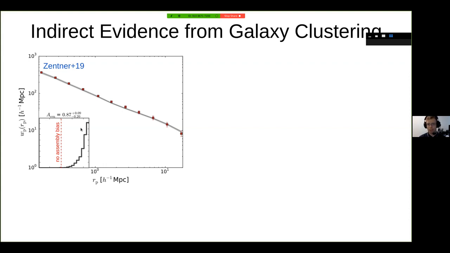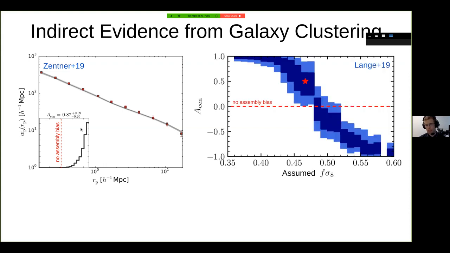And so just one example, we had a theoretical study recently where we made forecasts for clustering constraints from the BOSS galaxy survey. So this is a purely theoretical study. So we're able to just create mock data sets where we know what the answer is. And so in this case, we created clustering predictions for a certain cosmology characterized by f sigma 8 being around 0.47, and where we have moderate levels of galaxy assembly bias, 0.5.